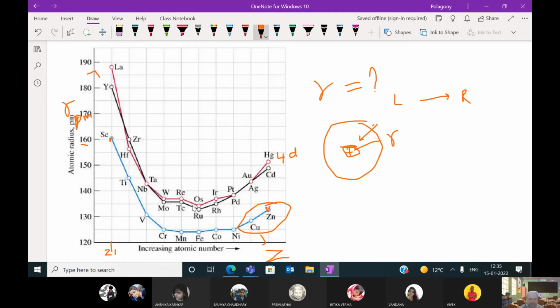The 3D series line, and the 4D and 5D series, are almost all overlapped. Can anybody tell what could be the reason? The atomic radii of 4D and 5D are almost the same. 4D series of elements, 5D series of elements, almost all overlapped. What could be the reason? Can anybody tell?